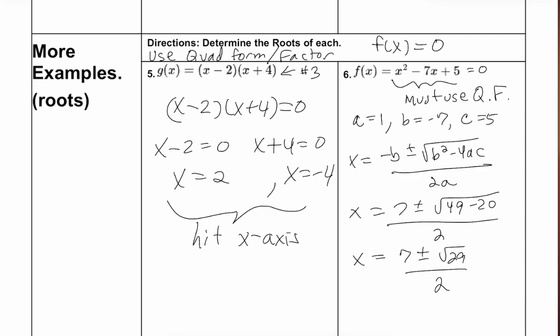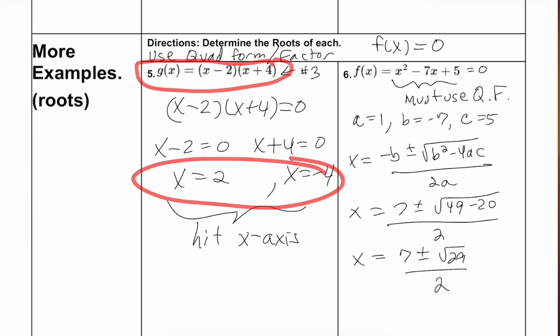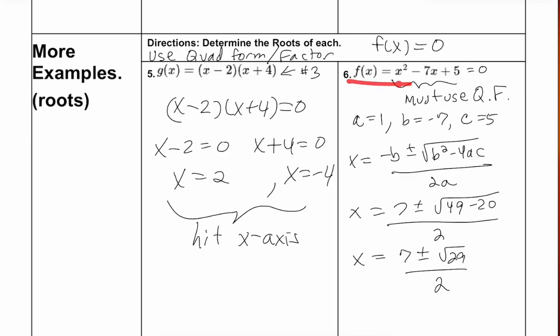This function hits the x-axis at whatever the quantity of 7 plus square root of 29 all divided by 2 is, and 7 minus the square root of 29 all divided by 2 is. Here's how you can check your work. You could go into Desmos. You could graph this function. It better hit the x-axis at 2 and negative 4. You could graph this function. It better hit the x-axis at whatever those decimal values are.